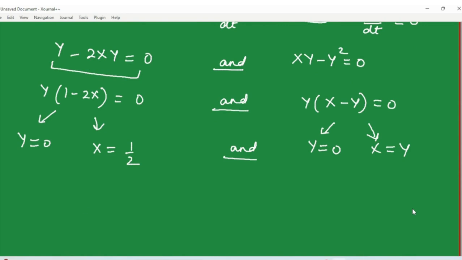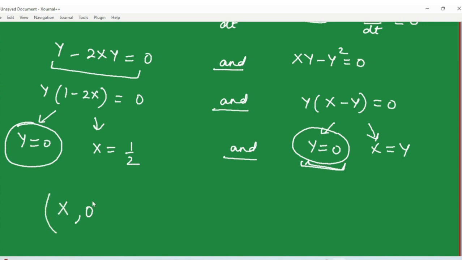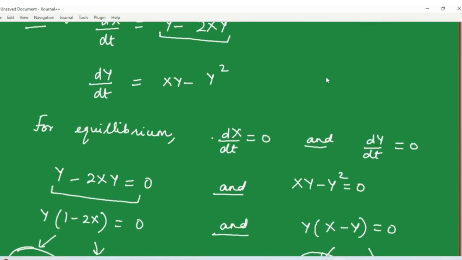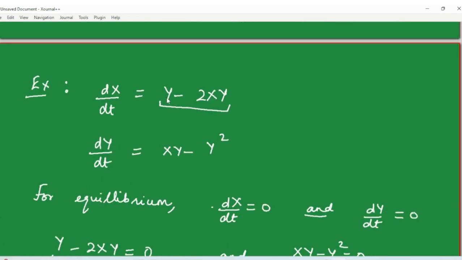Now let's look for combinations. We are looking for ordered pairs x comma y such that this should be true and this should be true. Now if I combine y equal to 0, freeze y equal to 0 from the first option. Now the first option for the second equation also happens to be y equal to 0. This means that if I put y as 0, no matter what my x is, both dx by dt and dy by dt will be 0. You can look at the equations again. If I take y equal to 0, obviously dx by dt is 0, and here also if I put y as 0, then dy by dt is 0.